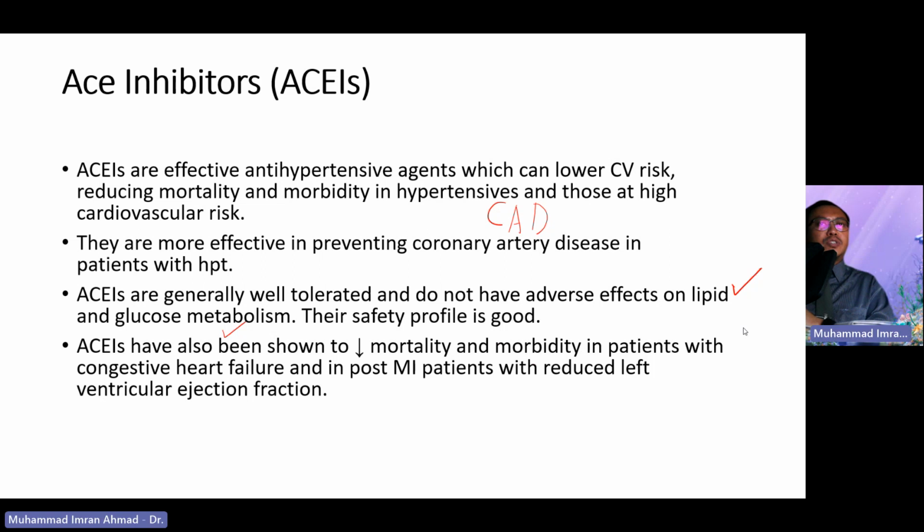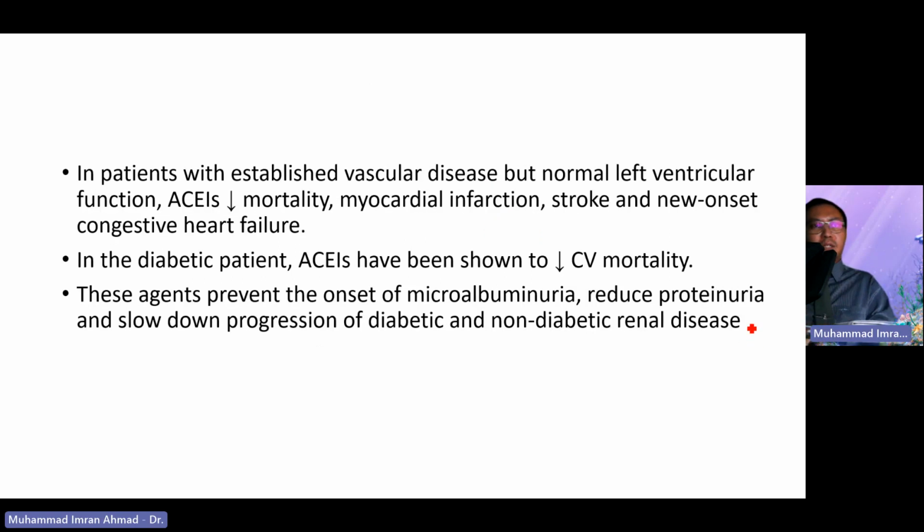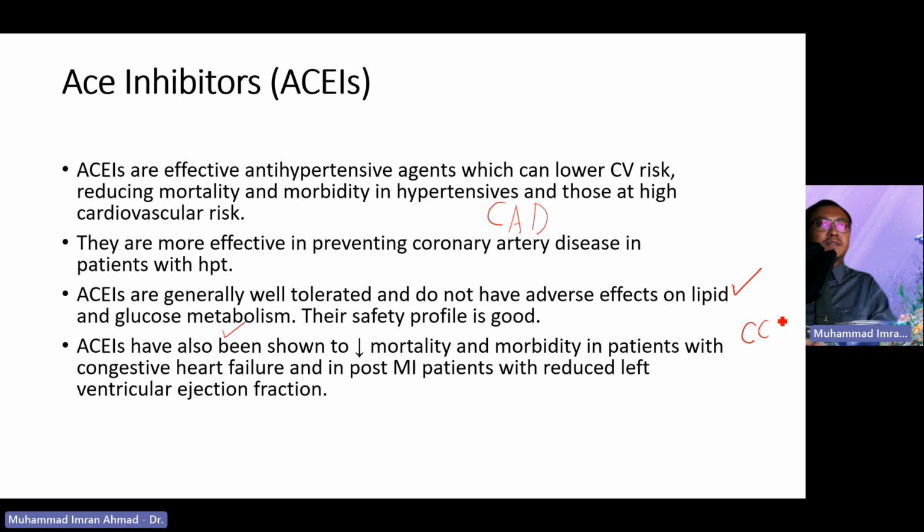They have also been shown to reduce the mortality and morbidity in patients with congestive cardiac failure, CCF, and patients post-myocardial infarction with reduced left ventricular ejection fraction. Some patients have reduced left ventricular ejection fraction after myocardial infarction. Of course, when you have myocardial infarction, certain parts of the heart become less functioning. In this case, the left ventricular ejection fraction is reduced because of necrosis of certain parts of the left ventricle. So this is where ACE inhibitors are useful.